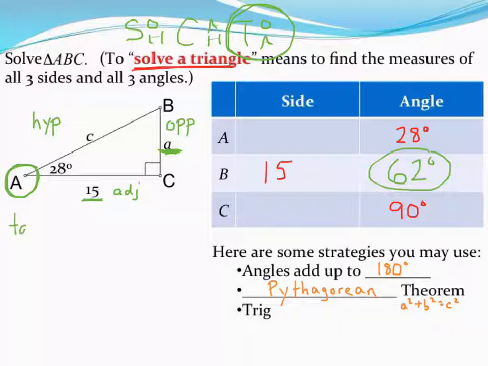So I'm going to say the tangent, and then always tangent of the angle, so tangent of 28, is equal to the opposite side, which is A, over the adjacent side, which is 15. So there's the equation I want to solve.